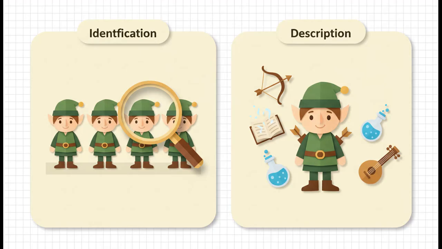So a relative clause has two main functions. The first one is identification. Its job is to specify, to pinpoint one exact thing out of a group. It basically answers the question, which one? The second function is description. Its job is just to explain, to add a little extra info. It answers the question, what kind? Let's look at some examples so you can see what I mean.